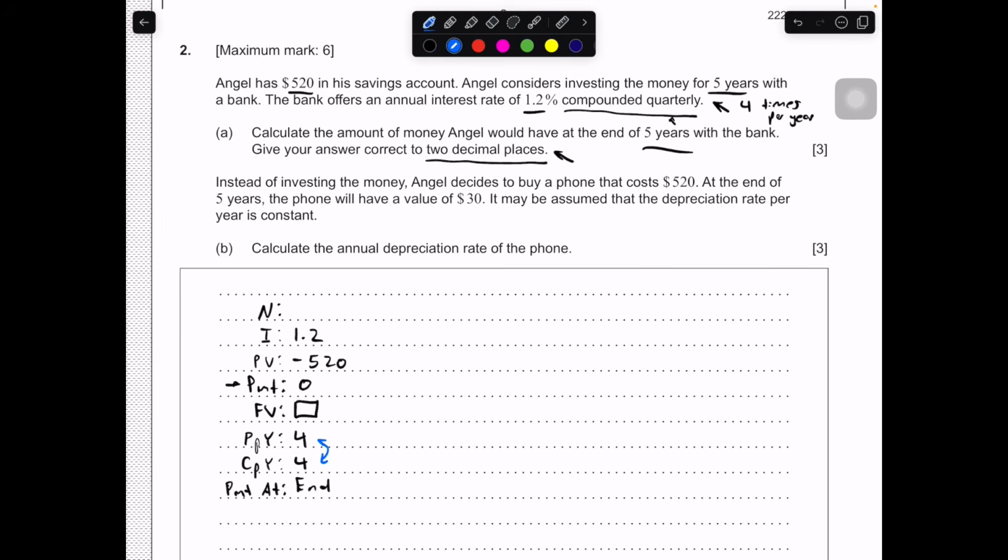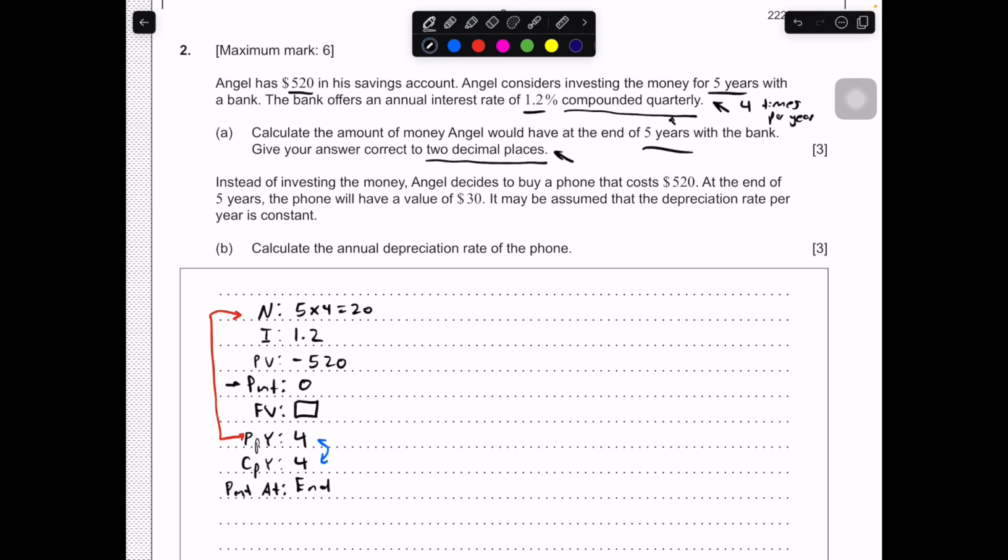Lastly, we have PPY, which relates to this N. In this case, 4 payments per year times 5 years. So 5 times 4, there are 20 payments. This is essentially the bank giving us 20 installments of interest over this 5-year period. So over 5 years, they're going to give us interest 4 times every year, a total of 20 interest payments.